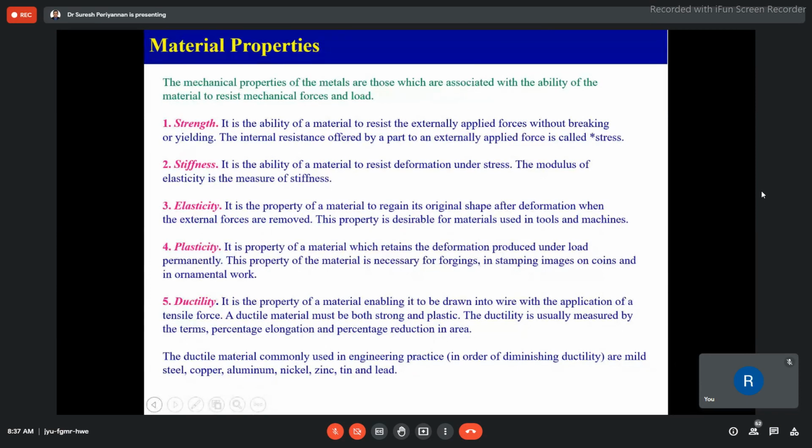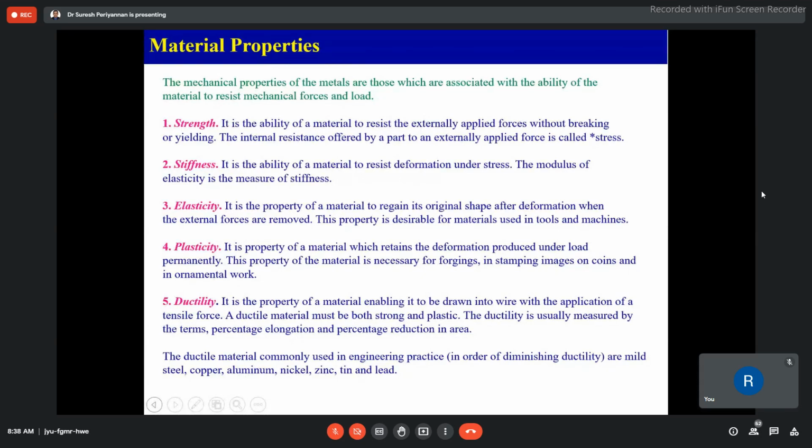What is stiffness? Stiffness is the ability of the material to resist deformation under the applied stress or load. This stiffness property we consider to find the Young's modulus of the material. And elasticity: elasticity is temporary deformation. While applying the load, the material gets deformed; when the load is removed, the material comes back to its original shape and dimension. This property is very essential for materials used in tools and machines.